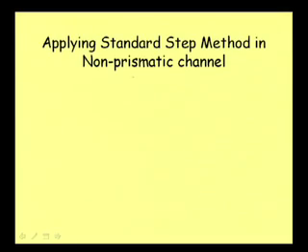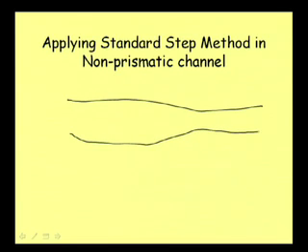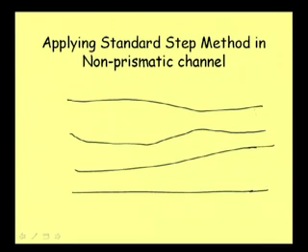Now, when we talk about applying the standard step method in a non-prismatic channel, what is the advantage? Say our channel is like this, and our profile can be this one. We are giving a barrier here, and because of this barrier the flow profile forms like this, and suppose it is an M1 profile, but we want to compute it. So we can take our section here, then another section here, then another section here.